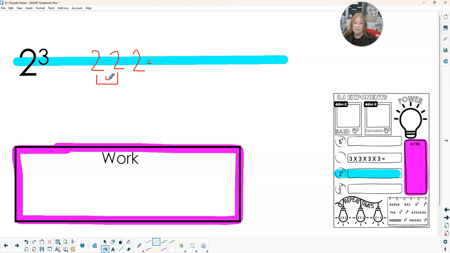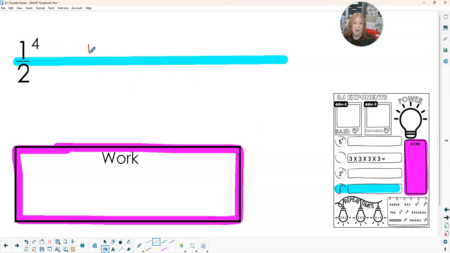2 times 2 is 4. 4 times 2 is 8. 2 to the third is 8, not 6. It is not 6. You have to write it out. 2 times 2 times 2. So I'm expecting to see this written out and solved every time.